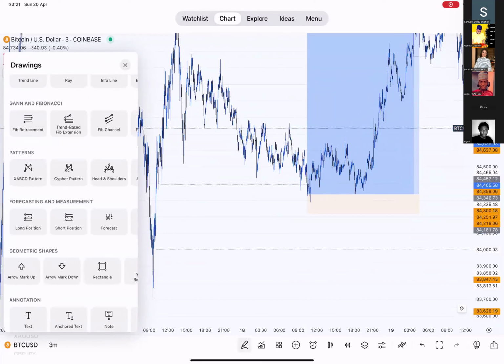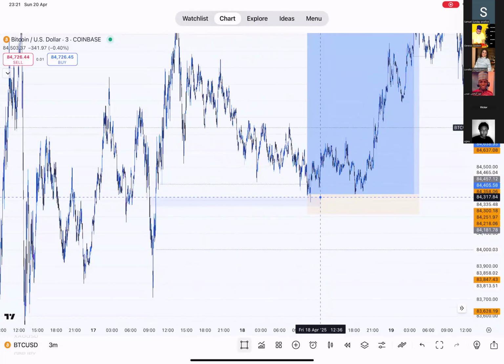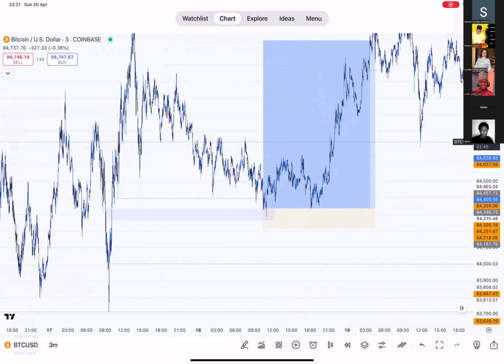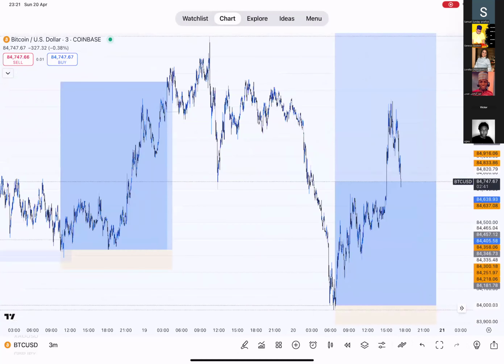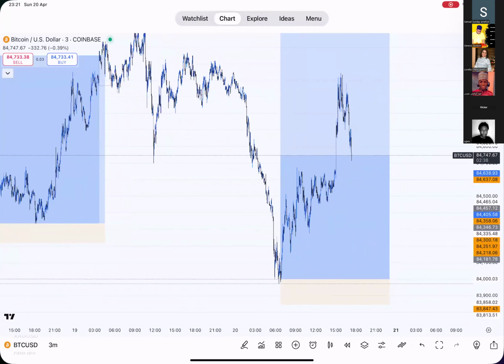Actually, I took my POI too. That recent POI, price respected. I was using that order block down as my POI. Your POI should always be near to liquidity, so I picked the POI near to liquidity. That's why the market respected me.